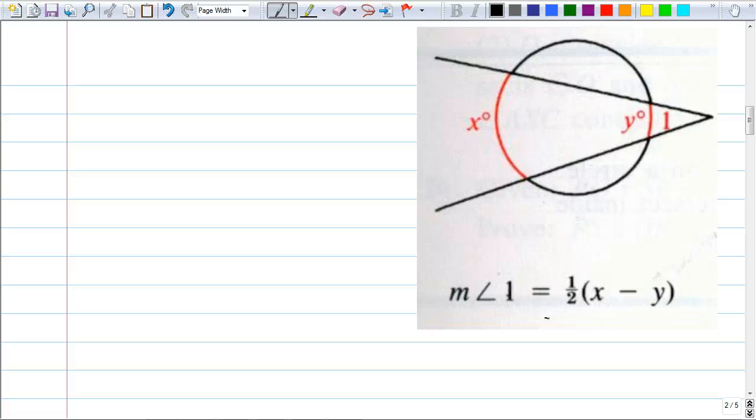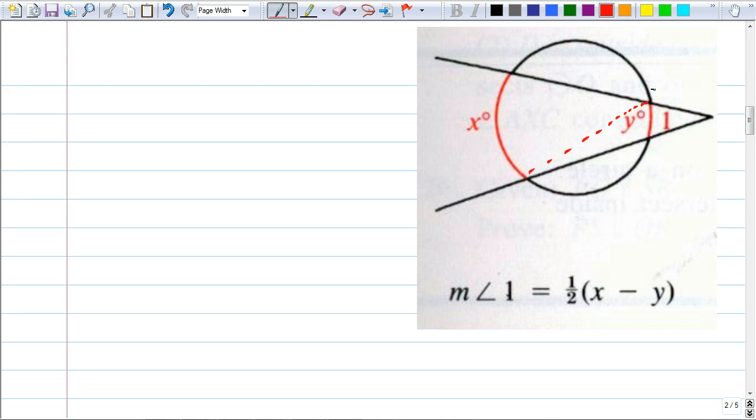We want to show that angle 1 is equal to half times x minus y. Turns out you could prove this easily. One should draw an auxiliary line. How should I draw an auxiliary line here? Anybody? Guess? Let me give you a hint. You're going to draw an auxiliary line this way.